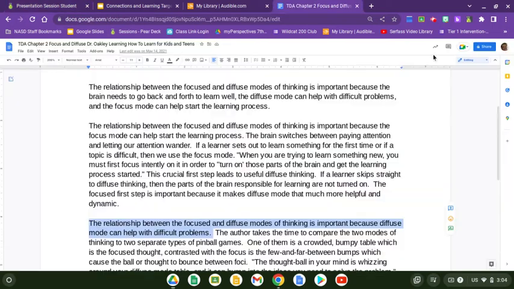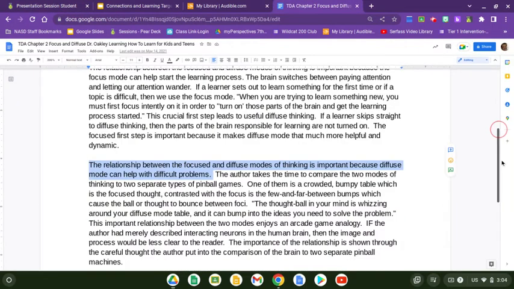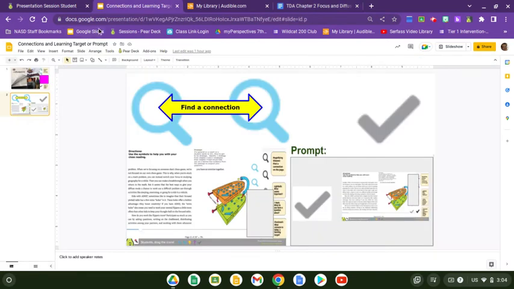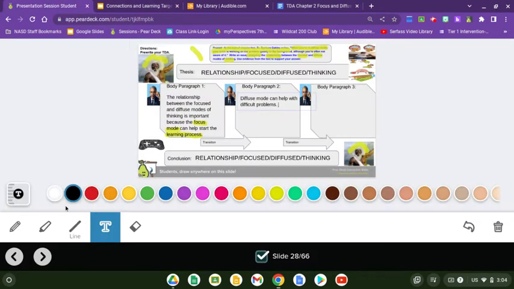And then the last body paragraph could respond to that prompt. The relationship between focus and diffuse modes of thinking is important because the brain needs to go back and forth. I'll put that right here. The brain needs to go back and forth, especially for a difficult problem. Please take a moment to make your screen look like mine.